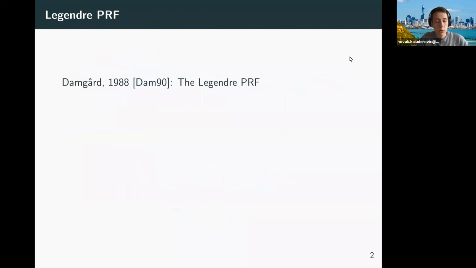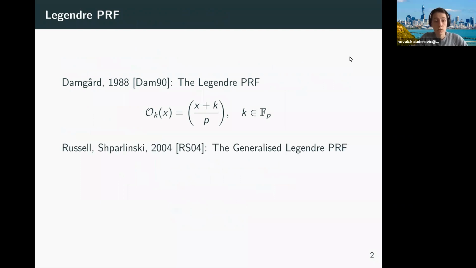The Legendre pseudorandom function was introduced by Damgård in 1988, and it was defined as the function that on input x outputs the Legendre symbol of x plus k. In this case, the key is k, which is a value in F_p. A generalization was given by Russell and Shparlinski called the generalized Legendre pseudorandom function, which on input x outputs the Legendre symbol of f of x, and f is a monic polynomial of degree r in F_p[x].